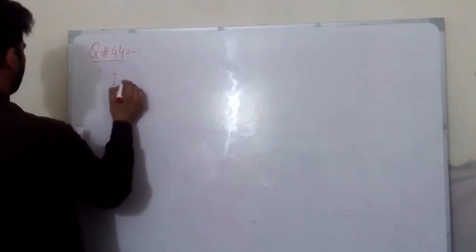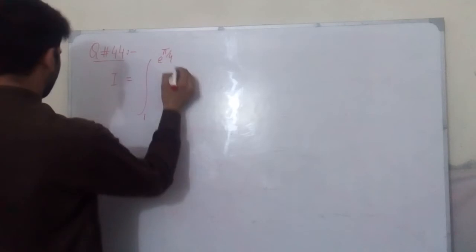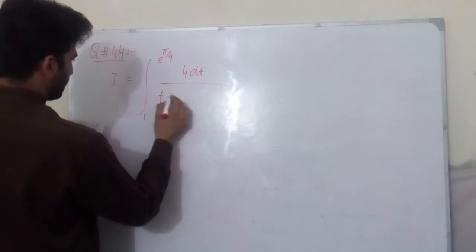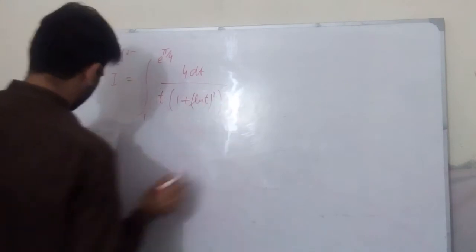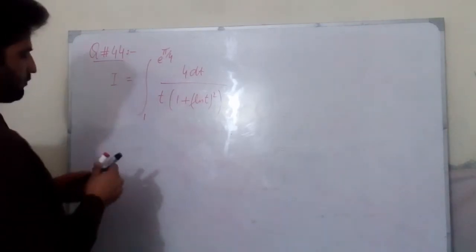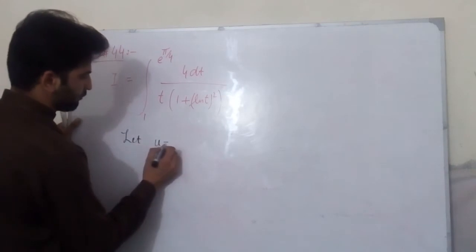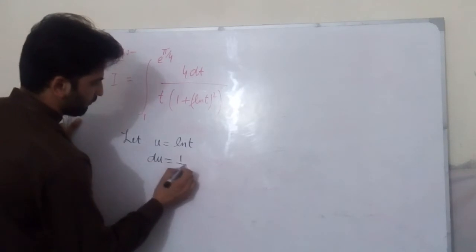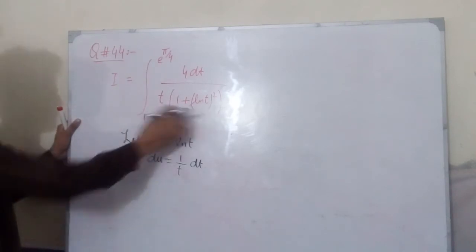Which is the integral from 1 to e^(pi/4) of dt over t into (1 plus natural log t) squared. So now here let u equals natural log t. So du equals 1 over t dt. Now put this in this integral.